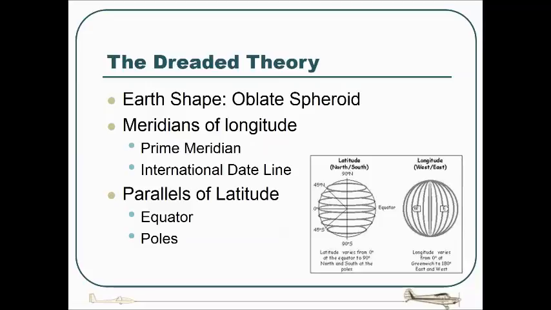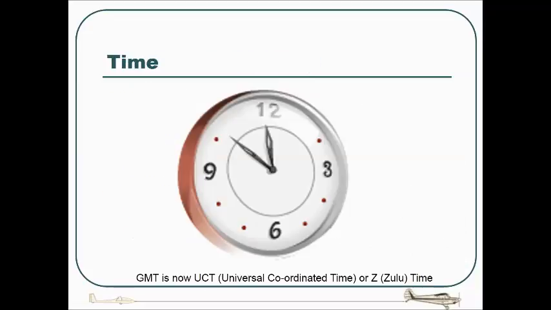Now, it's kind of funny when you look at the history of how all of this evolved as we, through history, figured things out. But the meridians of longitude at the equator, they're 1 nautical mile apart. That's actually where we get a nautical mile. And then the parallels of latitude are actually 1 nautical mile apart going as we work our way north and south. So these are some minor tidbits that you need to know for getting through the exam.